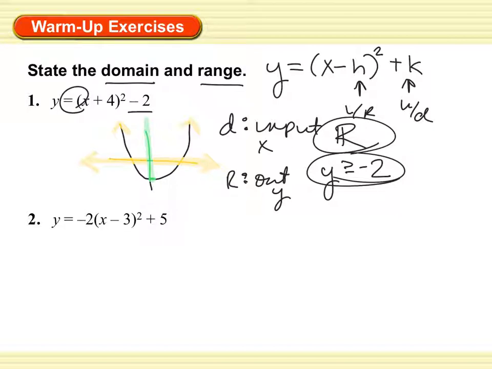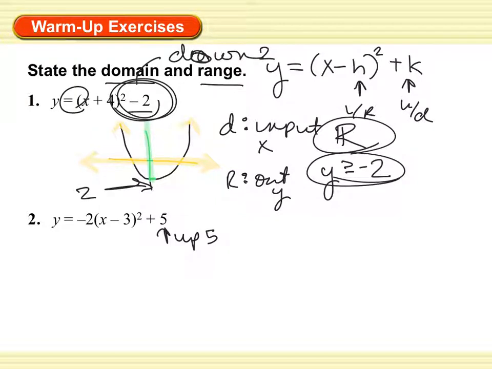Here is also the vertex form of a parabola. This means I'm going up 5. I guess I should have said this means I'm going down 2 in the previous one, which is why I went down to -2 on the y-axis. Sorry about that. So up 5, we don't care about left and right.